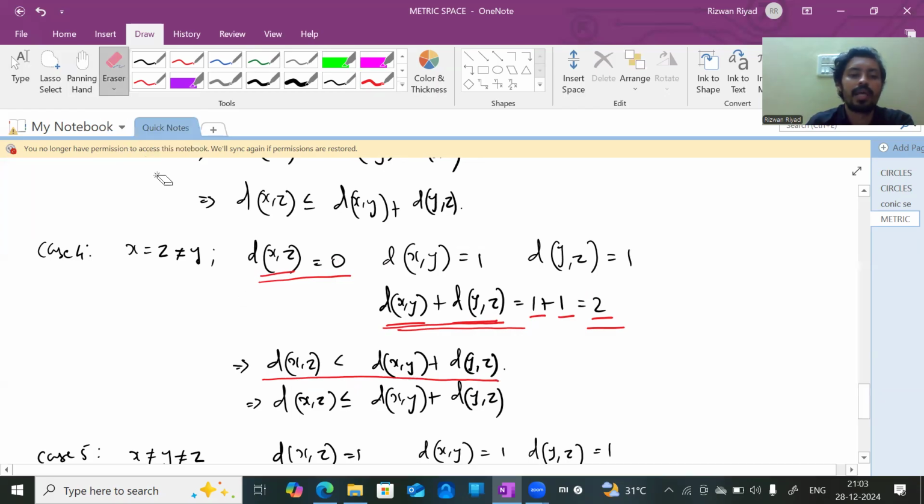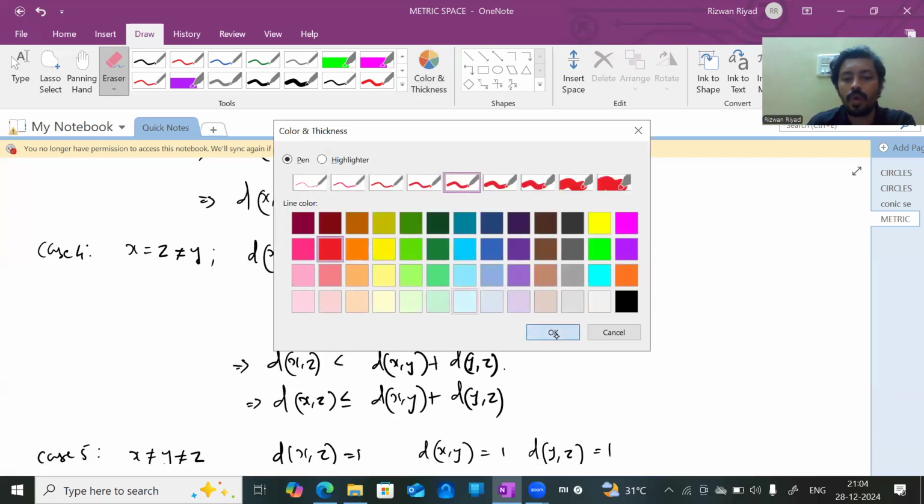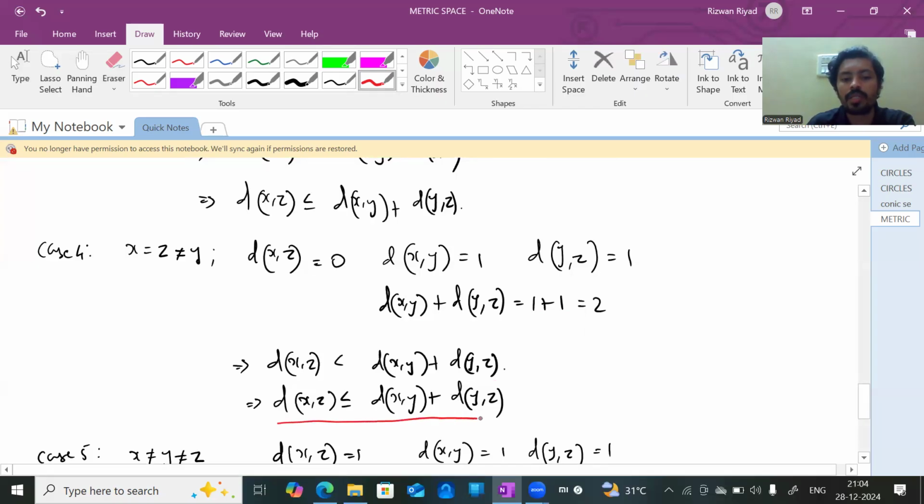Less than means less than or equal to, right? Because less than or equal to means that less than is also included, and both less than and equal to can come. So d of xz is less than or equal to d of xy plus d of yz. That means the triangle inequality is satisfied in case 4 also. I hope it's clear.